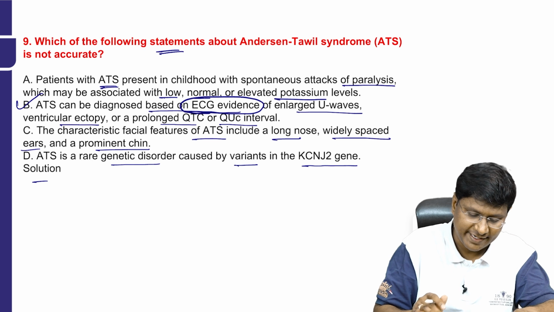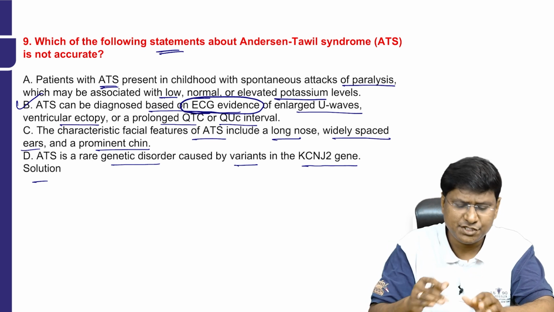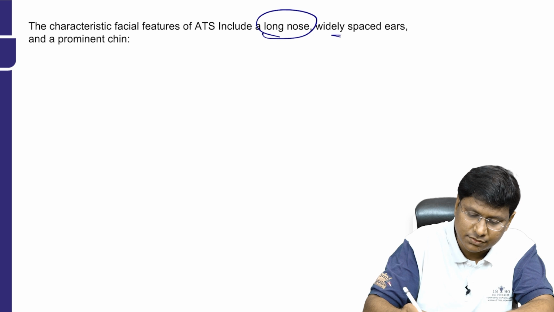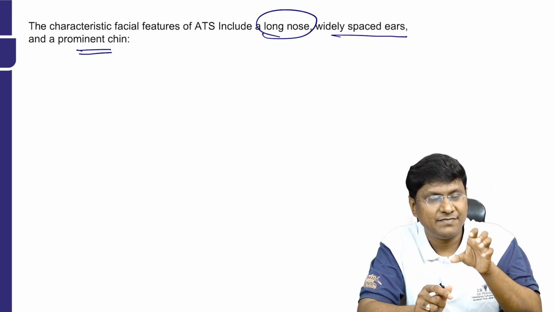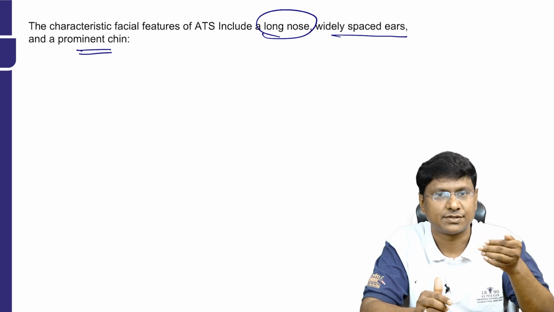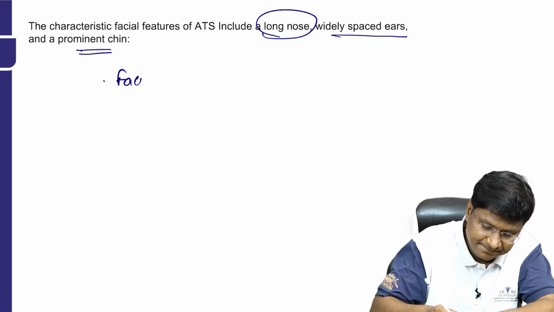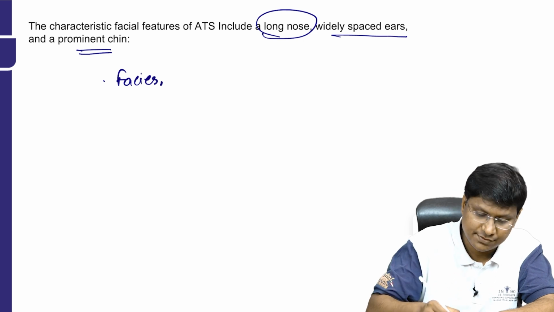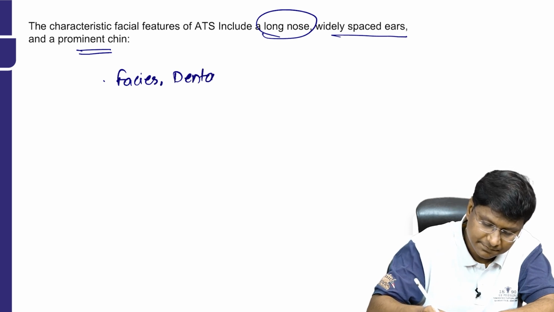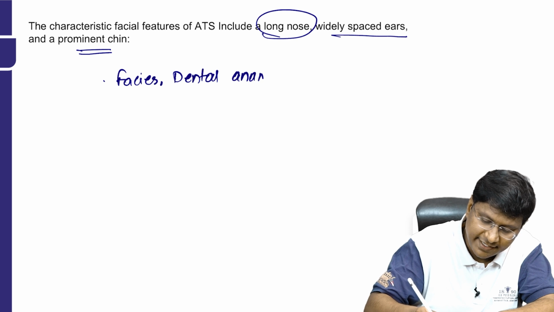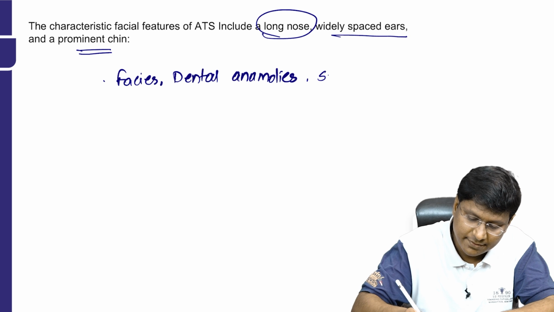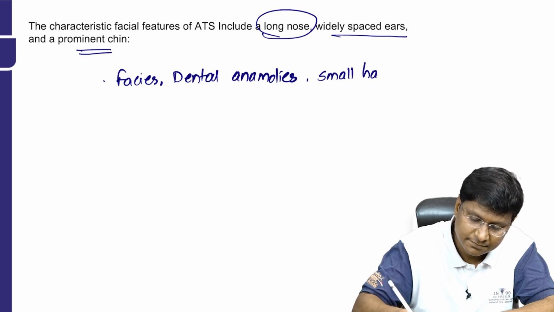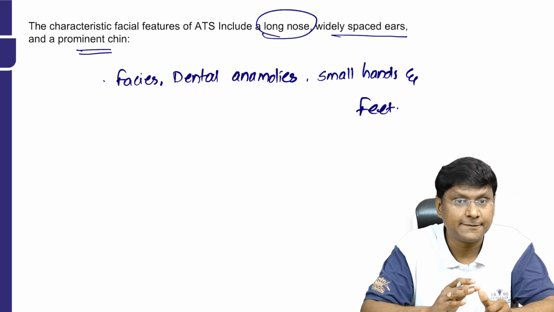Let me discuss ATS, that is Anderson-Tawil syndrome. These patients have a long nose, widely spaced ears, and a prominent chin as well. They have characteristic facial anomalies, characteristic dental anomalies, and there will also be small hands as well as feet.